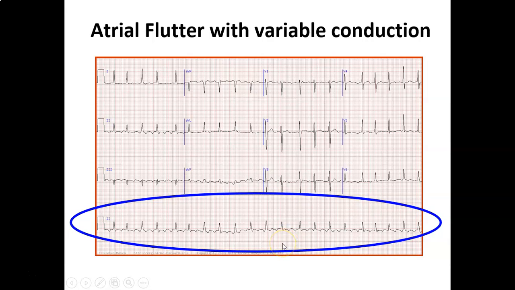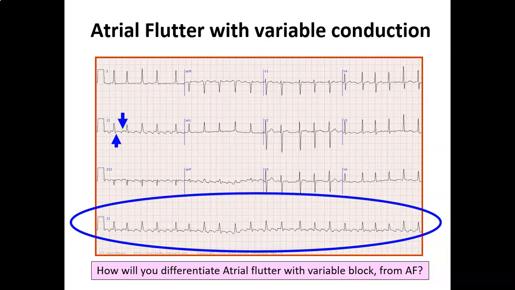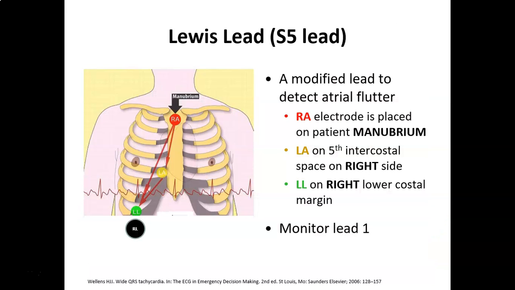then the differential diagnosis with atrial fibrillation becomes a challenge. So the question is, how will you differentiate atrial flutter with a variable block from atrial fibrillation? The answer is very difficult. Very difficult on ECG, and you can take it as atrial fibrillation if you are not sure. So how can we overcome this problem?